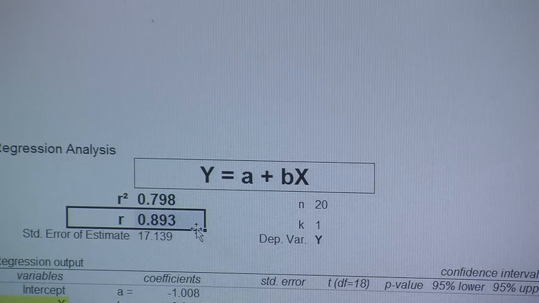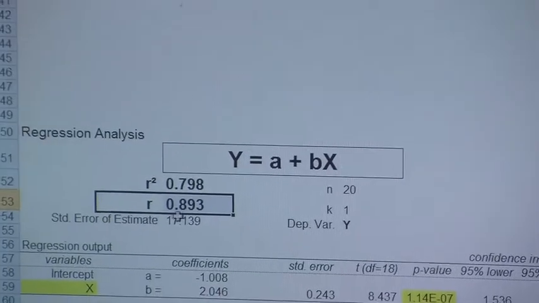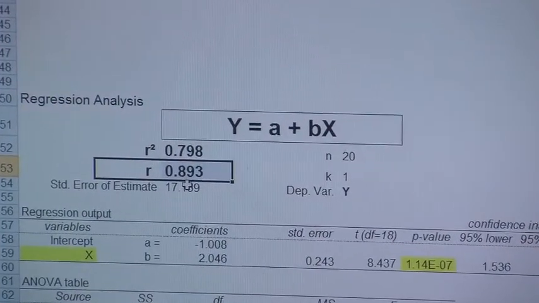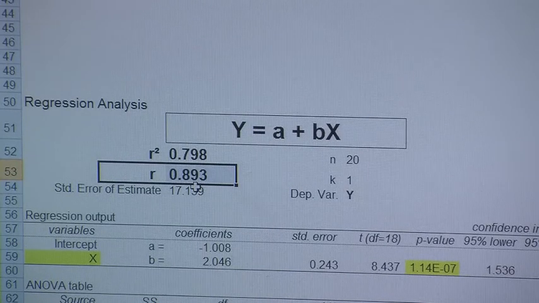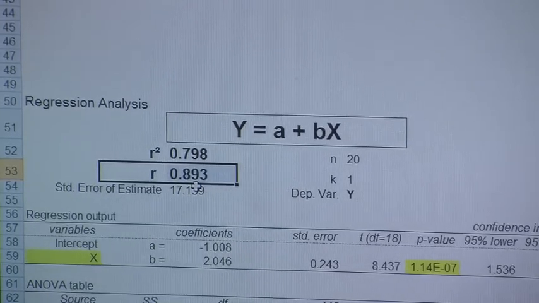And again, this value ranges in an absolute value sense from 0 to 1. The larger the value of r, the stronger the linear relationship between two variables. So with a correlation of 0.893, we would conclude these variables are very strongly positively correlated with one another.